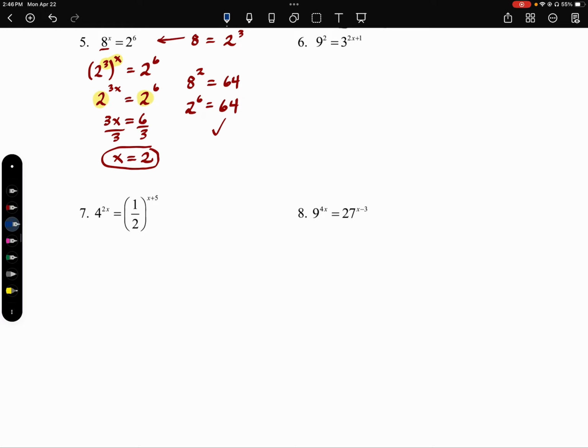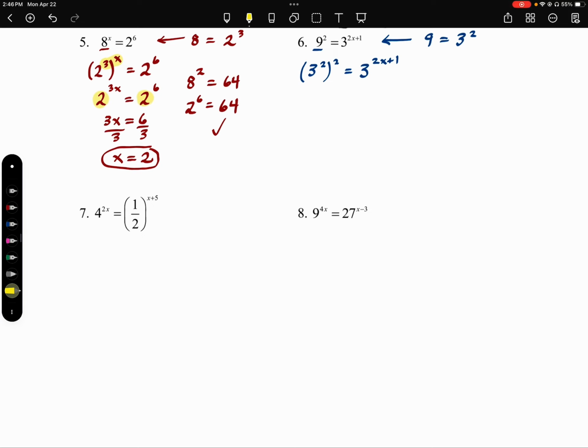All right, if you were stuck on number 6 or had questions about 6, we'll try it right now. If you're just starting to get the hang of it here and you want to pause this video and try to work it out, you're welcome to do that. So number 6, we have 9 squared is equal to 3 to the power of 2x plus 1. Let's look at 9. 9 can be rewritten as 3 to the 2nd power. So we'll rewrite it as 3 squared, and that should equal 3 to the power of 2x plus 1.